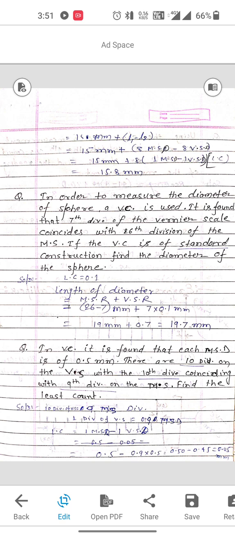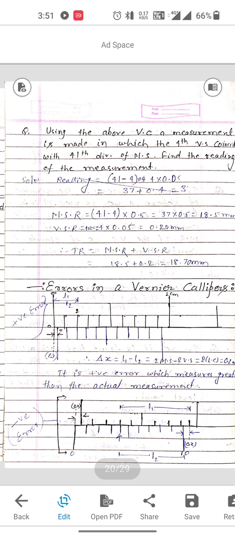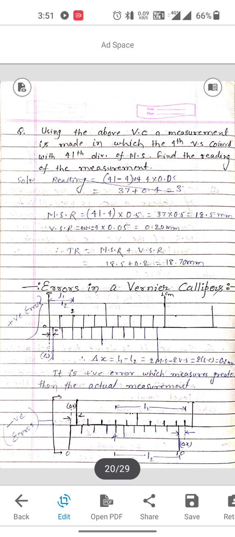Least count is 1 main scale division minus 1 vernier scale division, that is the common formula. Then 1 main scale division is 0.5, our vernier scale division is 0.9 into 0.5, that is 0.45, that will give you a least count of 0.05 mm.